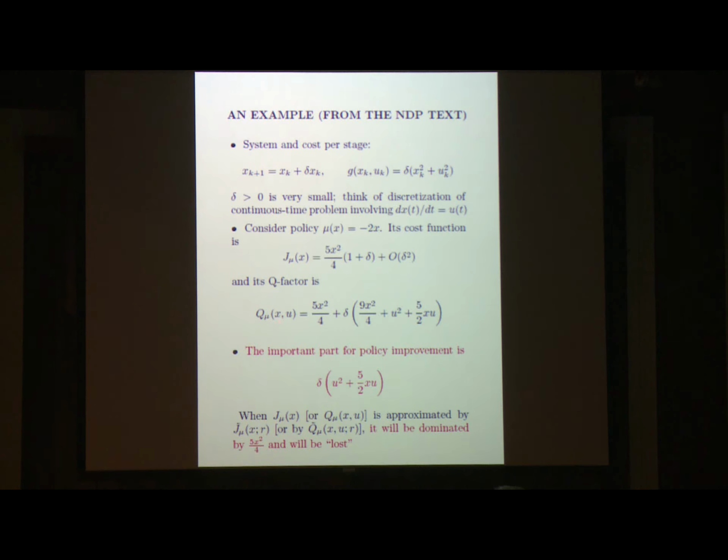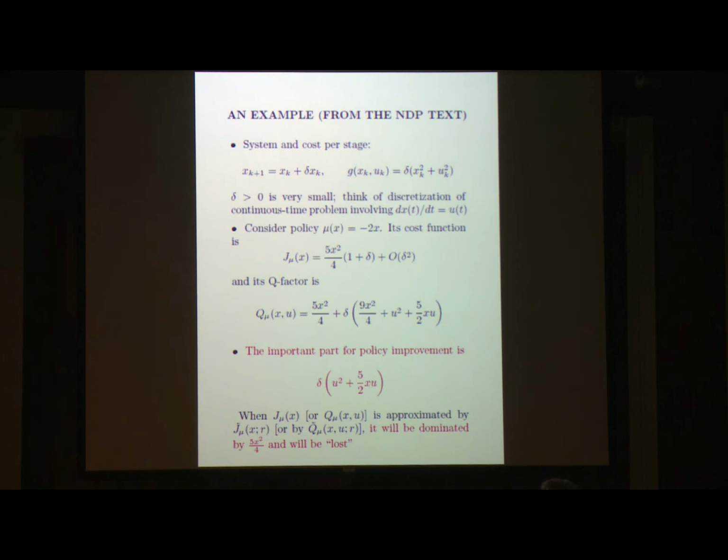So if you are at state x and consider applying u, the Q factor involves a big term in the state and a small term in the control. Small because it's weighted by delta. So it's a quadratic function with a little perturbation on top of it. Now suppose you approximate this quadratic function. The approximation is going to try to match itself to this first term. It's going to treat this as negligible noise. Least squares methods tend to mimic the coarse behavior of the function that's approximated, and little variations are washed out in any least squares minimization.